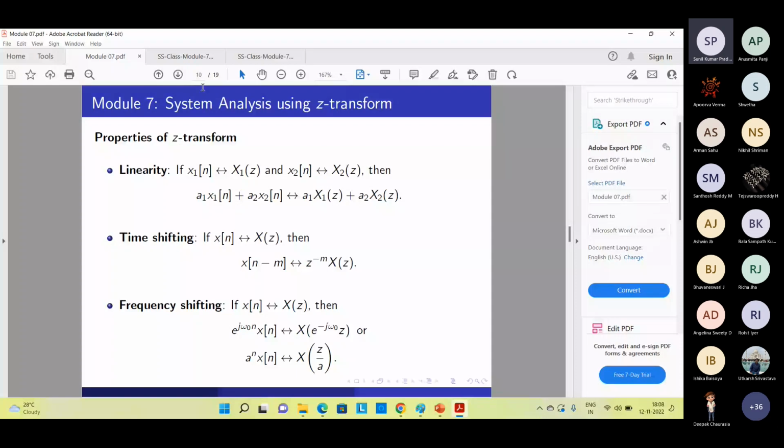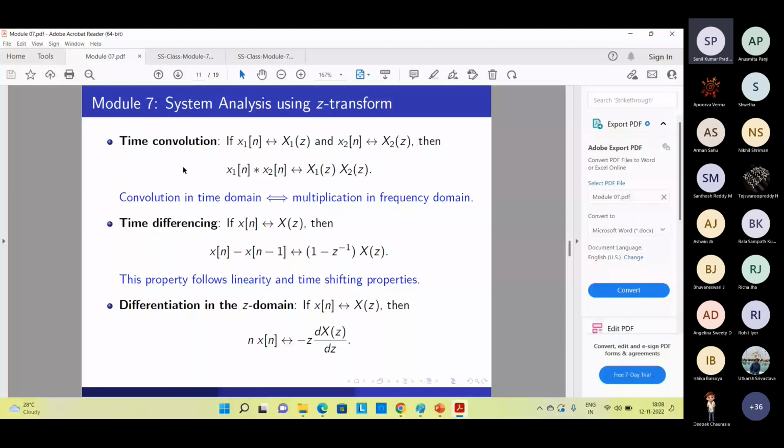Similarly, the time convolution property. Just like convolution in the time domain is equal to multiplication in the frequency domain, here also the same thing: the convolution of x1[n] and x2[n] will be the multiplication in the Z transform, that is X1(z) into X2(z). That is, convolution in the time domain is equal to multiplication in the frequency domain.